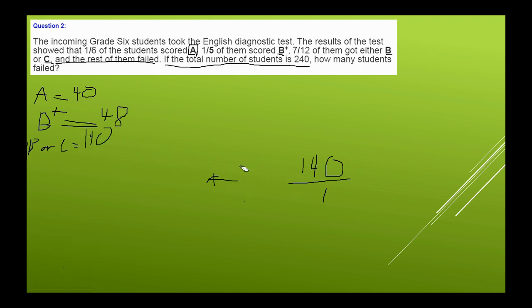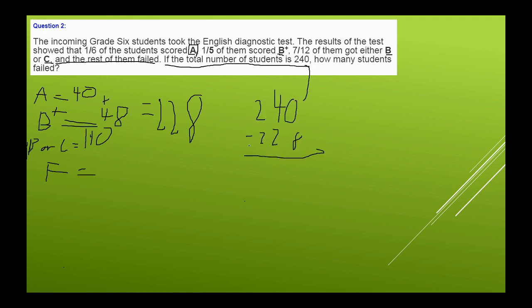Now, to know the number of students that failed, we will subtract the number of students that passed from the total number. So now that we got the number of students who scored A, B plus, and B and C, we will just simply add them. 228 is the total number of students that passed. So now, to know the number of students that failed, we will just subtract it. This is the answer. The number of students that failed is equal to 12.